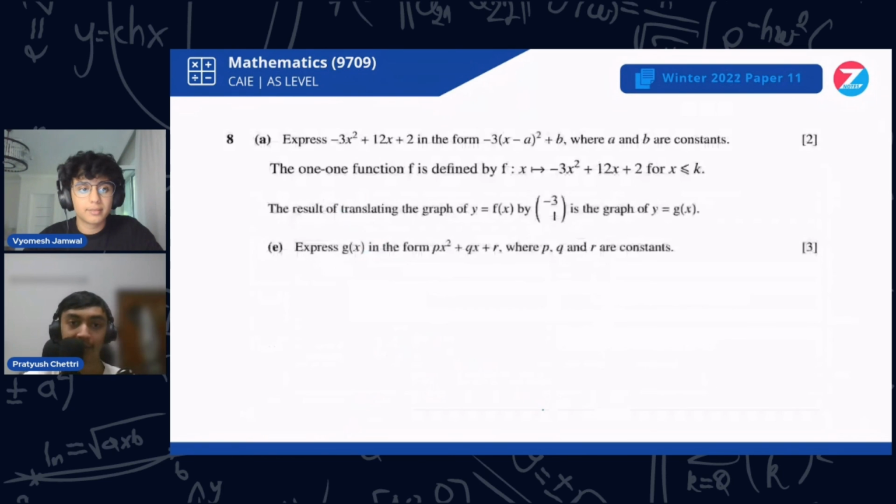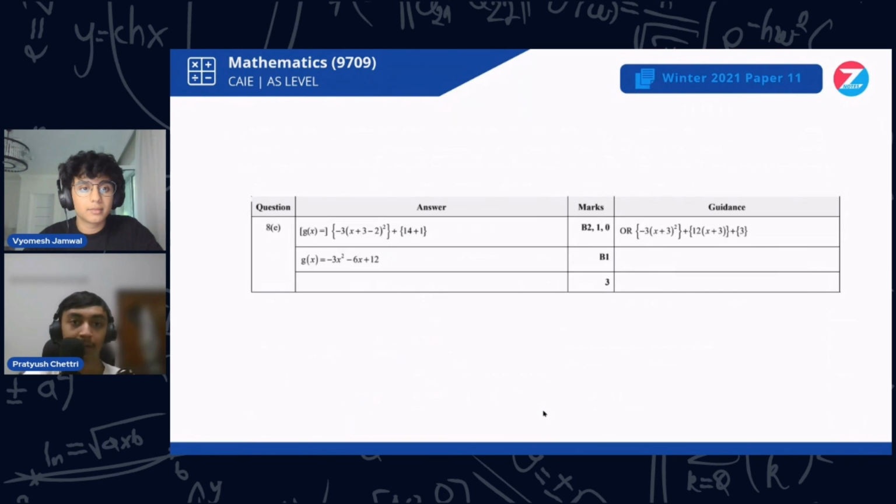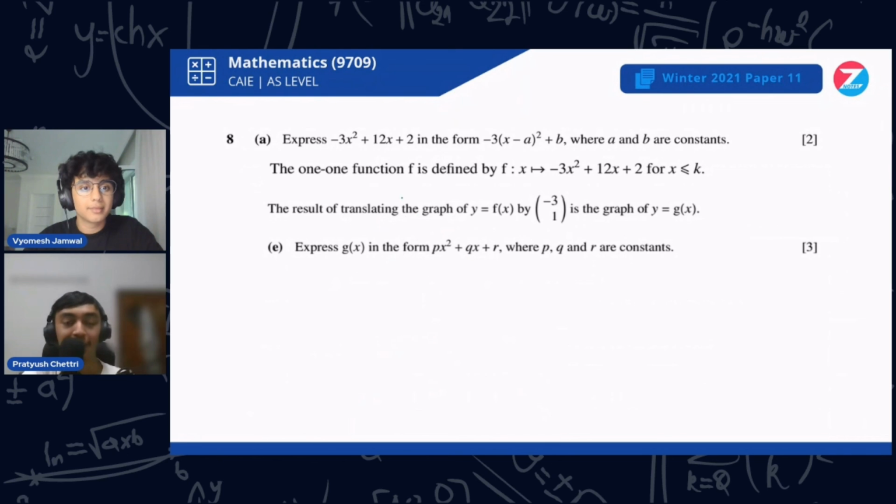Okay. Nice. I think this is, nope, not yet. This is one of the last questions. Whoa, almost dropped my pen. Express this in the completed square form, where a and b are constants, one-to-one function, and so on. Oh, fun thing. This notation is also used for functions. Get used to it, guys. It's just f of x with a funny arrow. Means the same thing, f of x. And for y equals k, results in translating the graph.